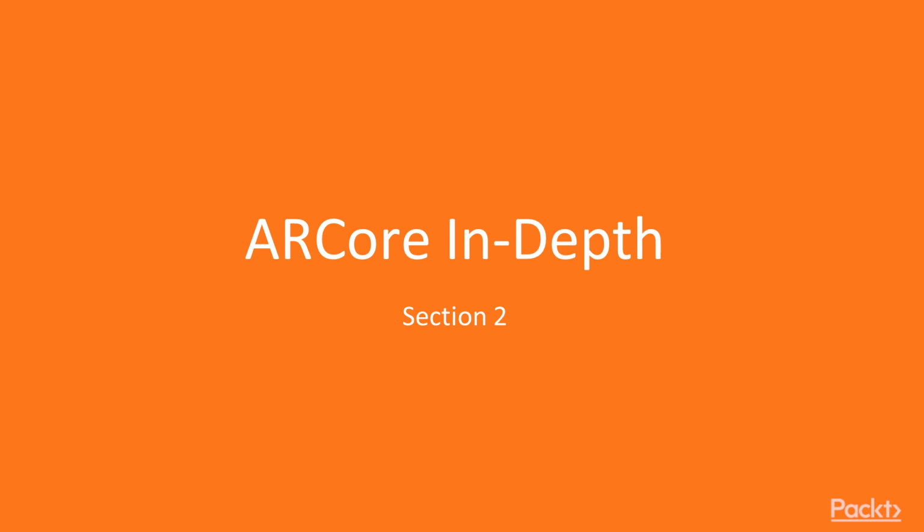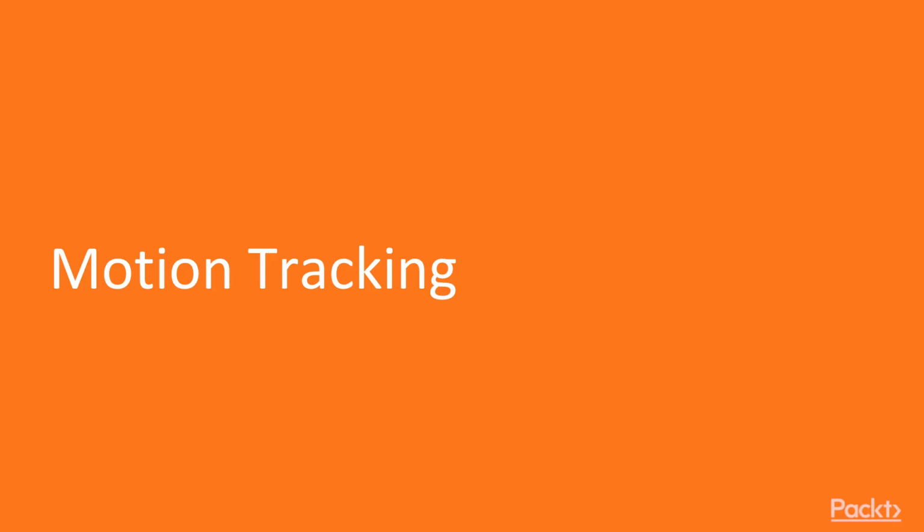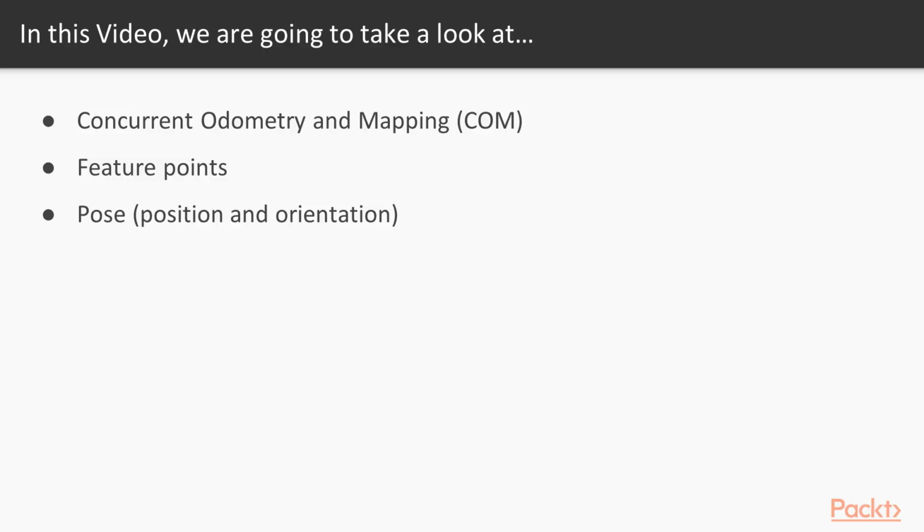This is section 2, ARCore In-Depth. Now, in this section, we're going to talk about motion tracking, environmental understanding, light estimation, user interaction, and anchoring objects. This video is about motion tracking, and in this video, we're going to talk about concurrent odometry and mapping, feature points, and pose, position and orientation. These are the fundamentals behind how ARCore works.